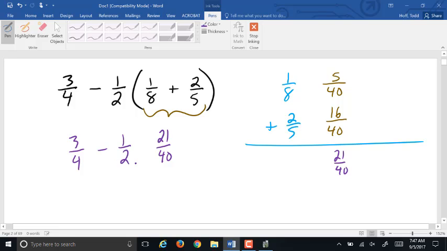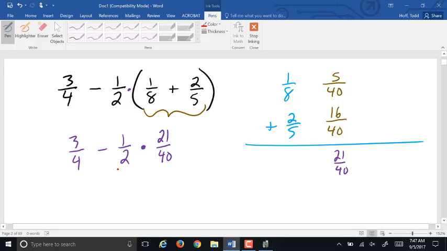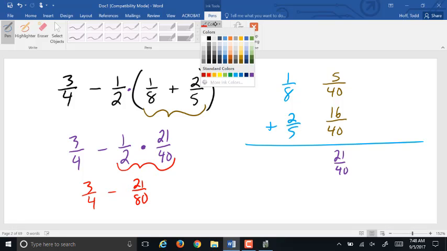When I remove the parentheses, what do I have to make sure I put in here? Multiplication. That 1/2 outside the parentheses, there was no operation, so it's implied to be multiplication. What's my next operation? We have to do the multiplication. So we get 1 times 21 is 21. 2 times 40 is 80. 3/4 minus 21 80ths.